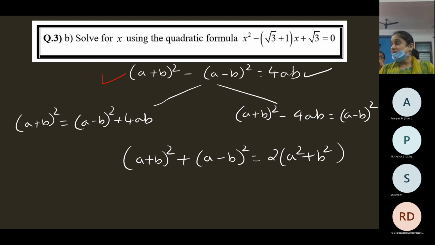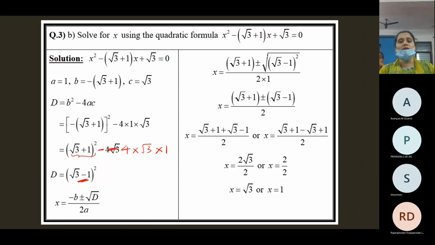This identity, either this way or this way, will be used to find the discriminant. Not always, but sometimes in some cases it will be useful in finding the discriminant in quadratic equations. You should remember it like that. All right, so it's (a minus b) the whole square. You understand, right? (a plus b) the whole square minus 4ab is (a minus b) the whole square.